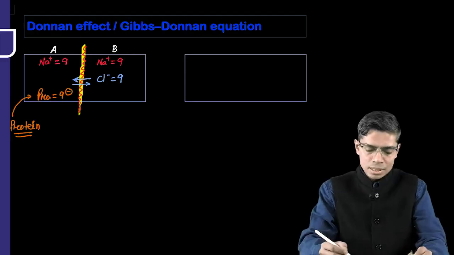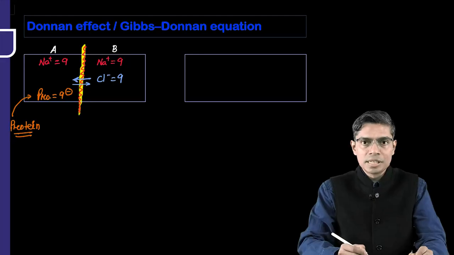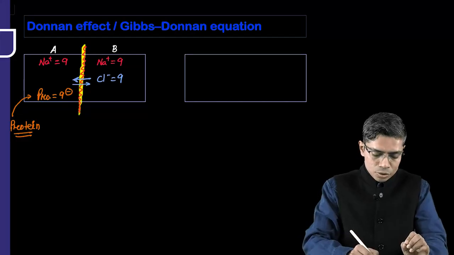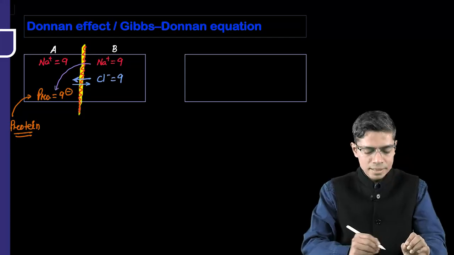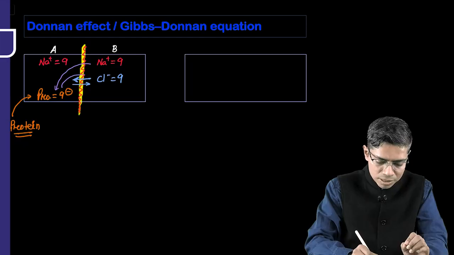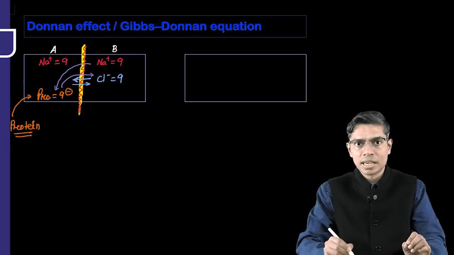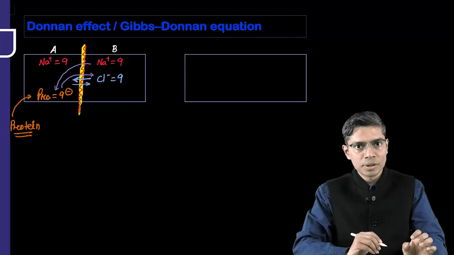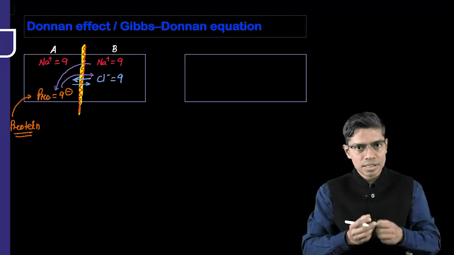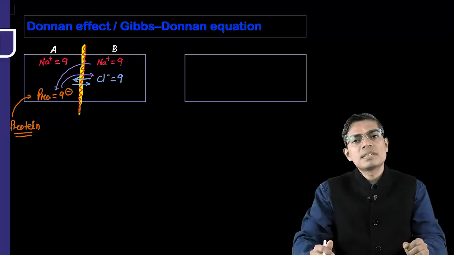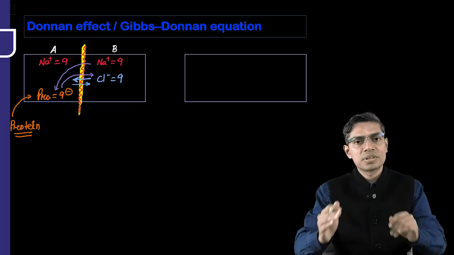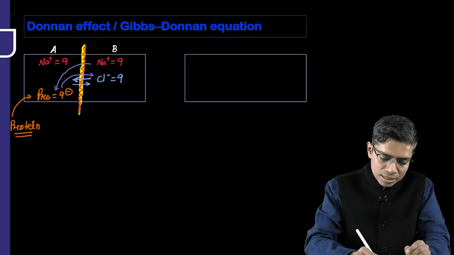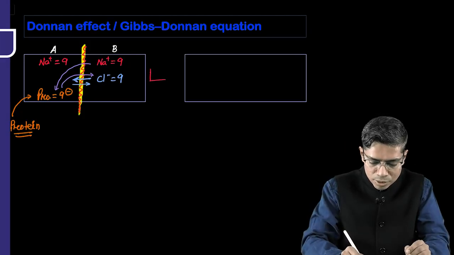Why is it going to change? Because this protein, although it is not permeable through the membrane, contains negative charge. So this negative charge will attract more positively charged ions to this compartment, and this negative charge of protein will cause repulsion of more negatively charged ions to the other compartment. Getting my point? So it is attracting more positive charge, that is sodium, and it is causing repulsion of more negative charge, that is chloride. This will continue for a certain time, and after a certain point there will be an equilibrium condition.